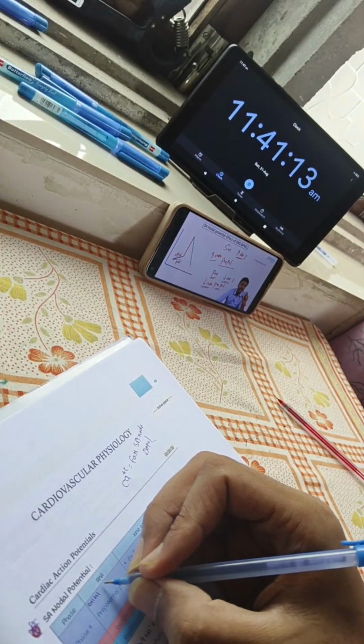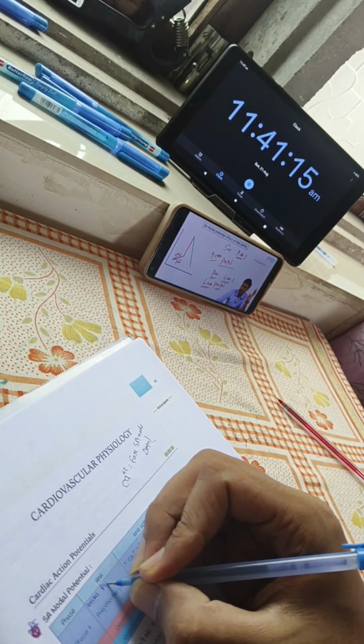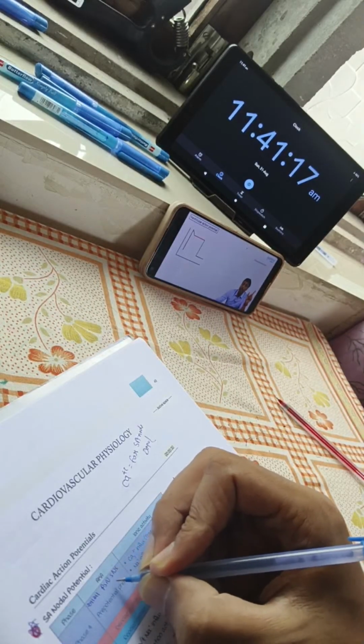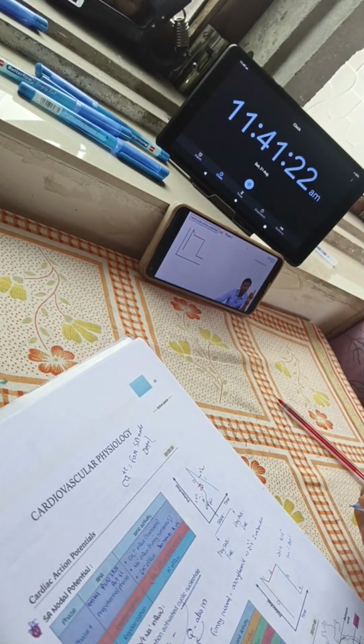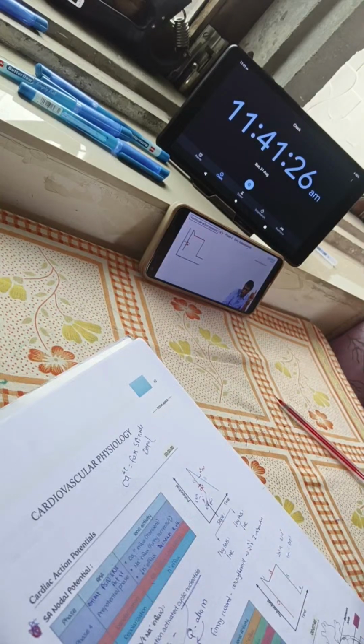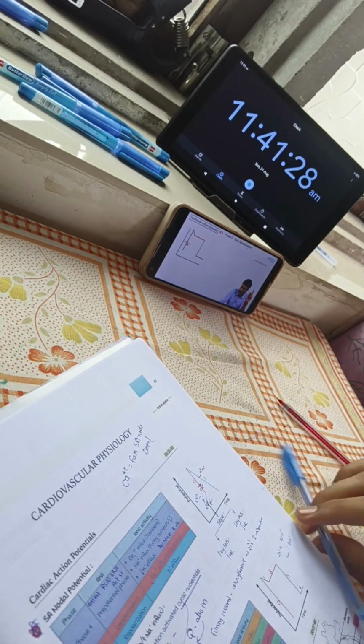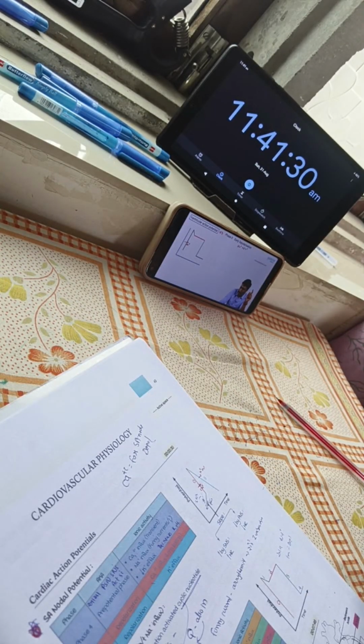Now, from the SA node and its potential, let's shift our attention to the ventricular action potential, which is even more important, a very high-yield image-based MCQ. So what are the phases here? We have phase 0, obviously that is depolarization. Here depolarization is because of sodium ions coming inside. It is not calcium. It is a universal phenomenon, sodium ion coming inside, sodium influx.